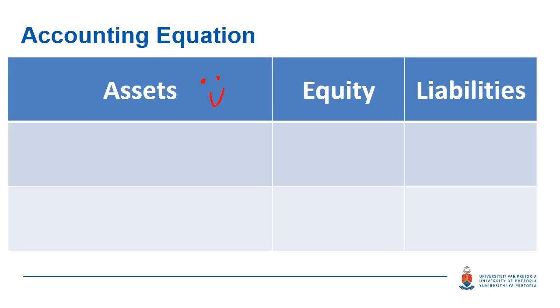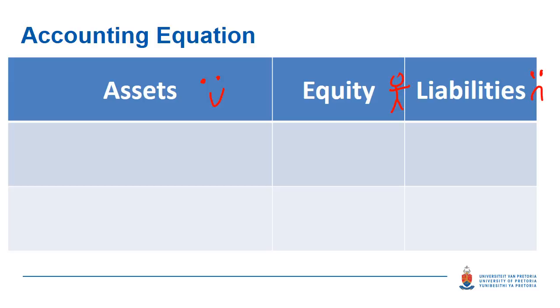On the right-hand side, we have two columns, which represent where we get the money from to pay for the assets. The first column on the right represents equity. This is the amount the owner puts into the business. The second column on the right represents liabilities, and these are amounts that other people provide to the business. We have to pay these people back, so we represent this with an unhappy face.